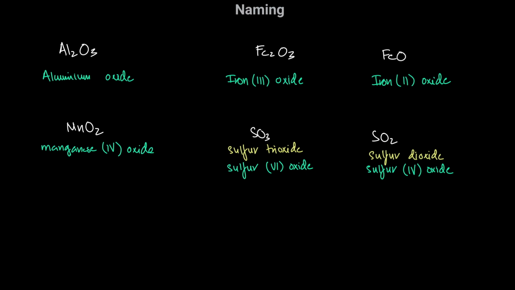Here again, each of the oxygen atoms has an oxidation number of -2, so we have 2 times -2. That means that's -4 for the 2 oxygens. That means sulfur has an oxidation number of +4. So it can be referred to as sulfur 4 oxide.